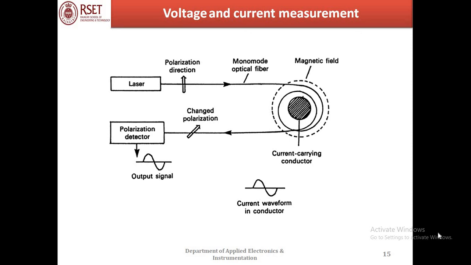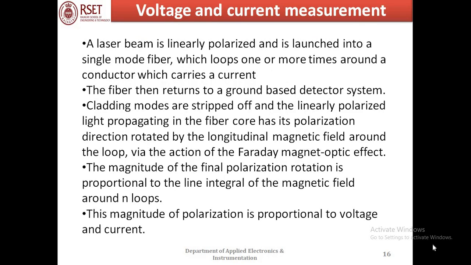The magnitude of the final polarization rotation is proportional to the line integral of the magnetic field around n loops. This magnitude of polarization is proportional to the current and voltage. Thus, we are measuring the voltage and current in terms of polarization.